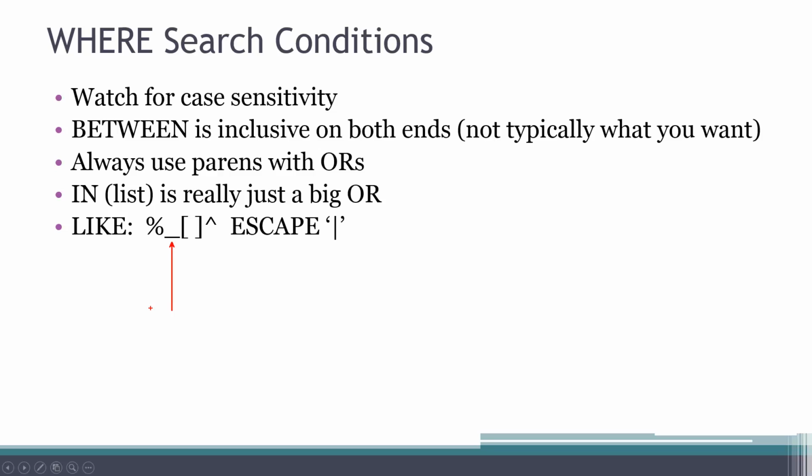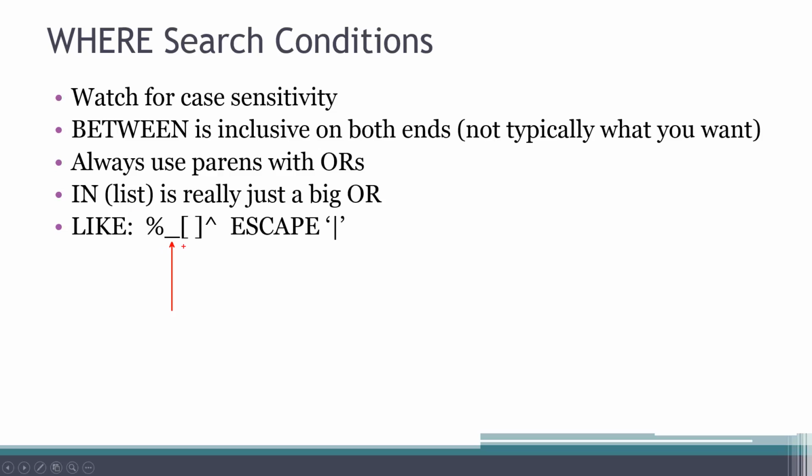However, unlike the percent, it wouldn't have allowed more than just one. So Chadwick would not have come back, because even though CHAD matches the pattern, the wick are additional characters after that, and an underscore says I'm looking for a single character. Now you can still work around that by having multiple underscores next to each other, and that will work out fine. But each underscore only represents a single character.